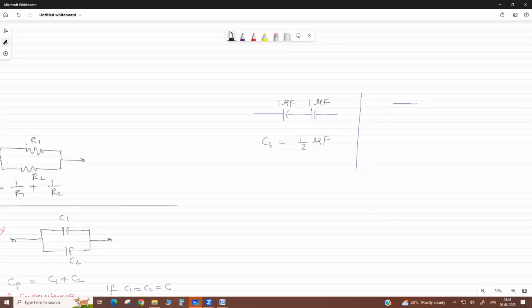So the total is 1/2 microfarad. But in parallel, suppose these two 1 microfarad capacitors are connected in parallel. Then the total capacitance in parallel is double each value, 2 into 1, meaning 2 microfarad. So capacitance is more in parallel, 2. Here it is half, meaning 0.5.